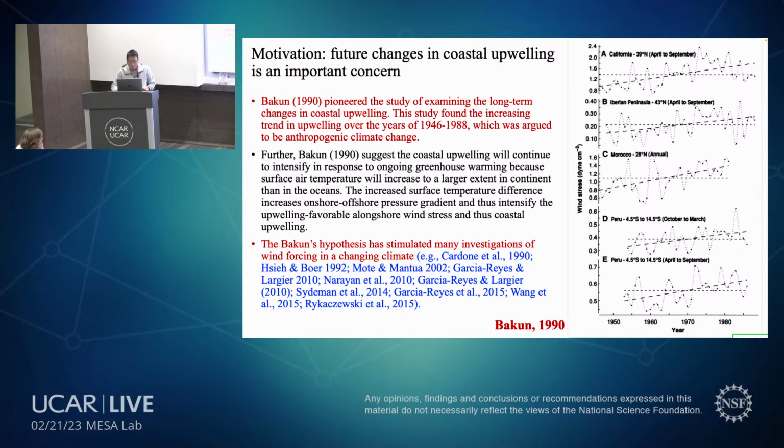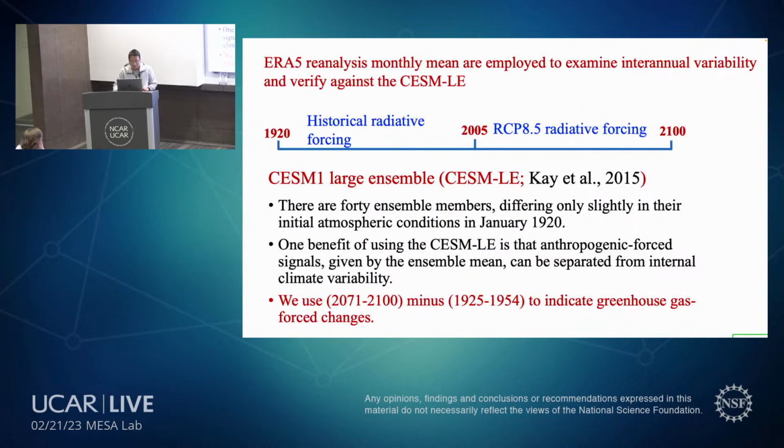In this work, we will also look at the future changes in the North Pacific high and upwelling winds a little bit. So we use ERA5 reanalysis monthly data to examine interannual variability and verify against the CESM large ensemble. Then to examine future changes, we use the CESM large ensemble, and we use the last 30 years minus the first 30 years to indicate future changes.